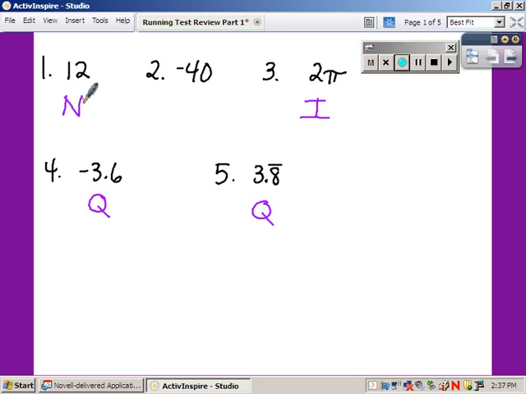And negative 40, well, we have natural numbers, but those are positive numbers. And if it's 0, what we call a whole number. And once you get into the negatives, then the most specific classification you can get is an integer. Because we use I for irrational, integer is a Z.